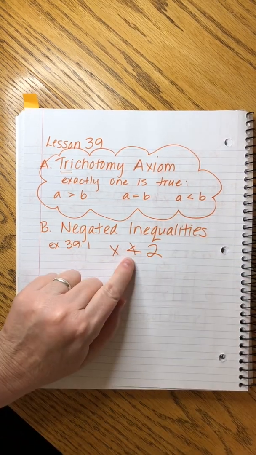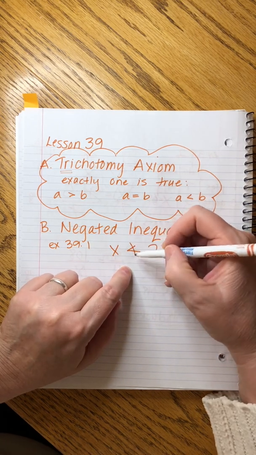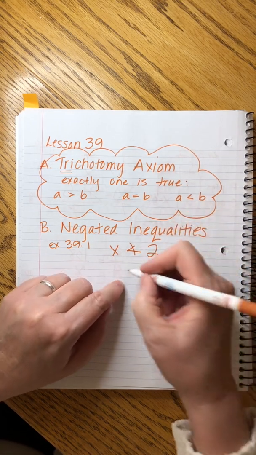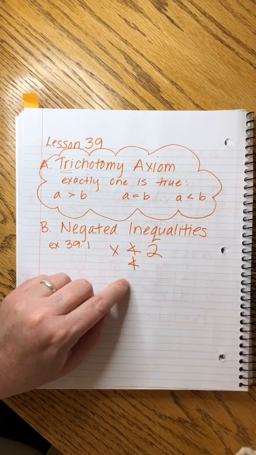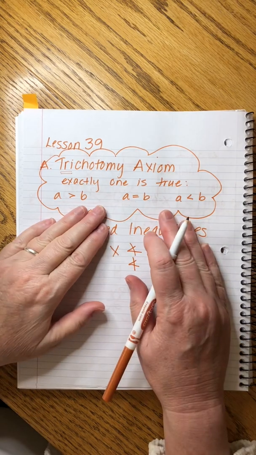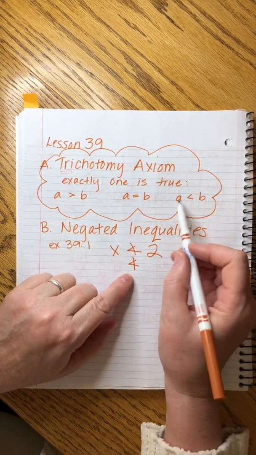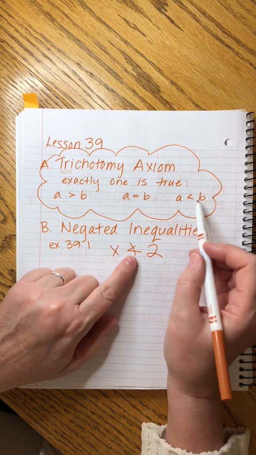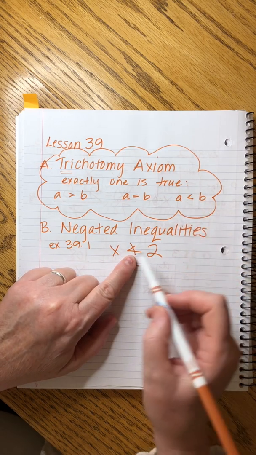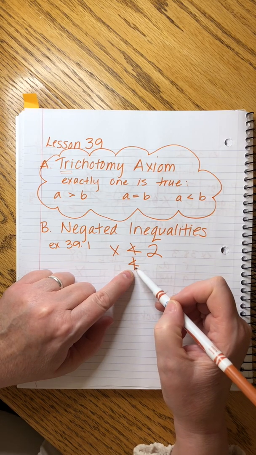That, my friends, is called a negated inequality. It should be more of a straight line. It almost looks like it's curving, but it's not. It's like slashing it out. What that means, we need the trichotomy axiom to make sense of it. That means that what we're being told is that x is not less than 2, right? We're saying cross that out. We know that's not true. So what does that mean?